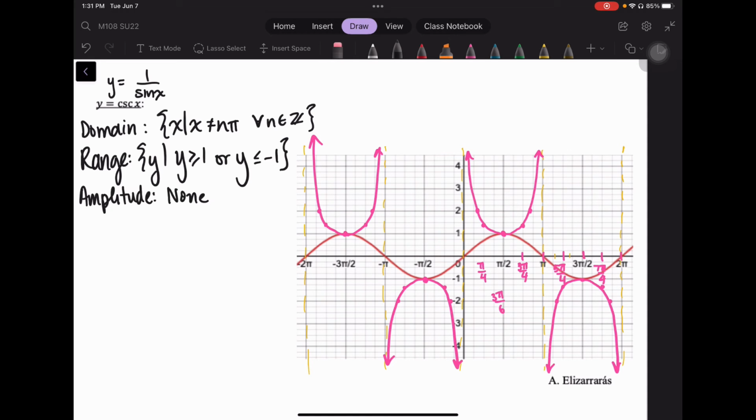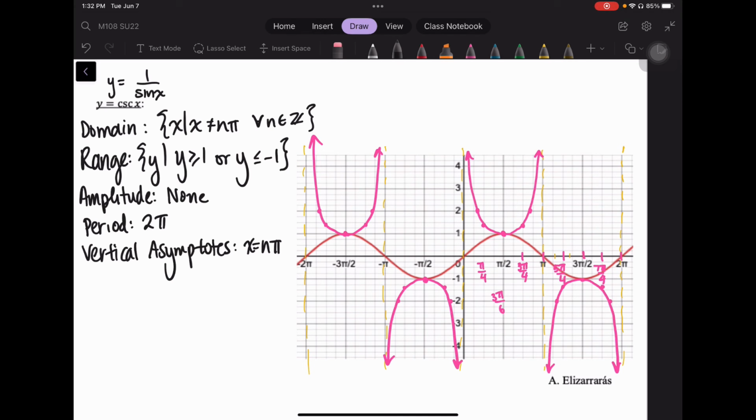The period is 2 pi, just like it is for sine, because the graph repeats every 2 pi. There are vertical asymptotes at every pi multiple, or n pi. When I'm graphing the cosecant function, what I like to do is graph the sine function and then graph cosecant on top of that, like you see here, just a rough sketch with dotted lines just to get a visualization to help me graph this.